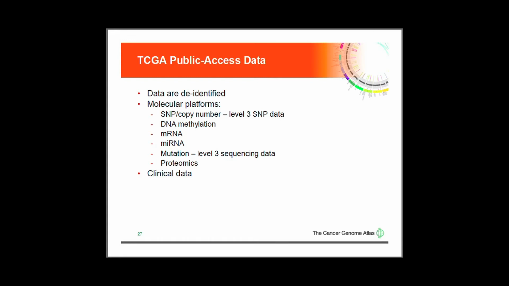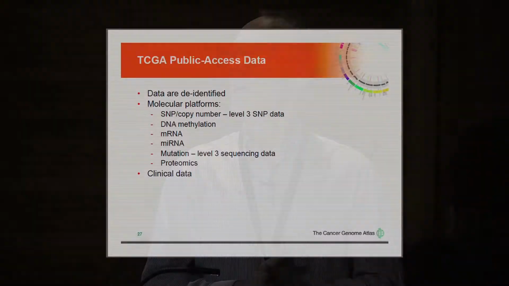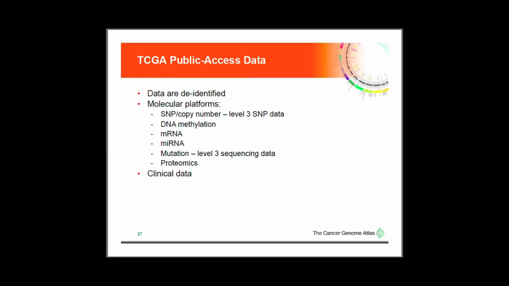If you want to access them, the vast majority of the data for TCGA is public access. So you can go, even right now, to the site and download it, even to the level of the raw data from the RNA sequencing. We have the clinical data out there. We have pathology reports out there, and most of the molecular platforms.